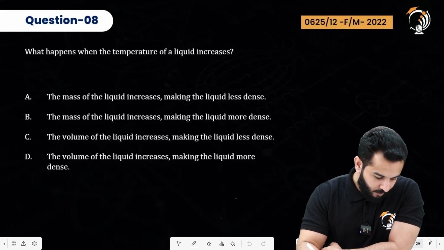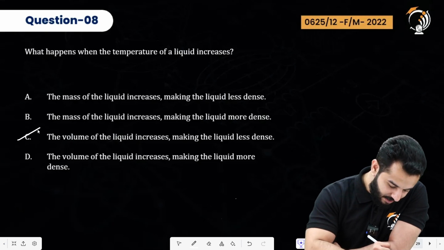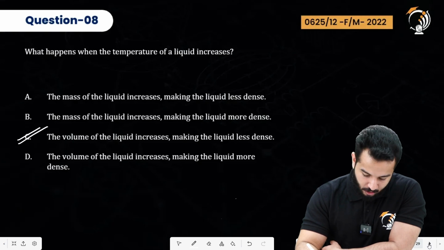Moving on. What happens when the temperature of the liquid rises? Well, mass does not change. Volume of the liquid actually increases, making the liquid less dense. Right? Hopefully everything's clear. These questions are quite simple.